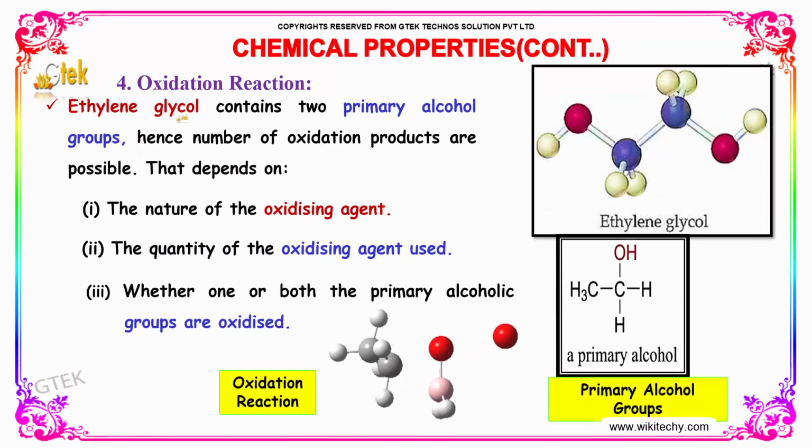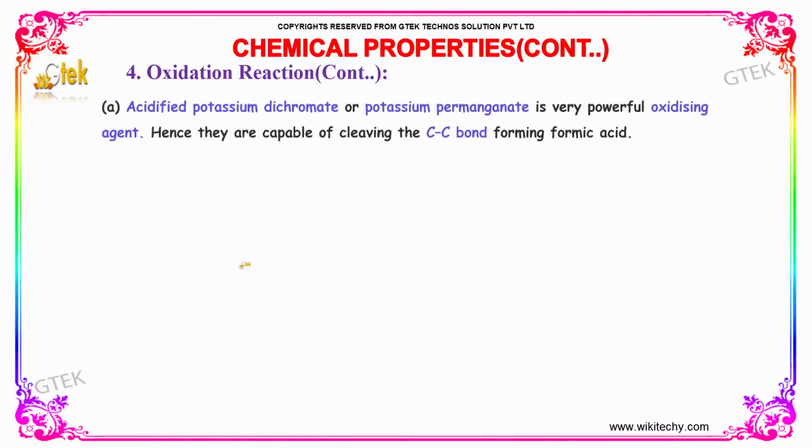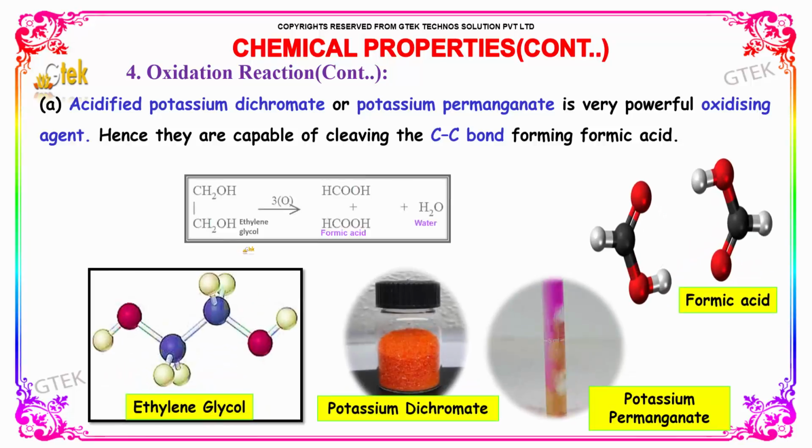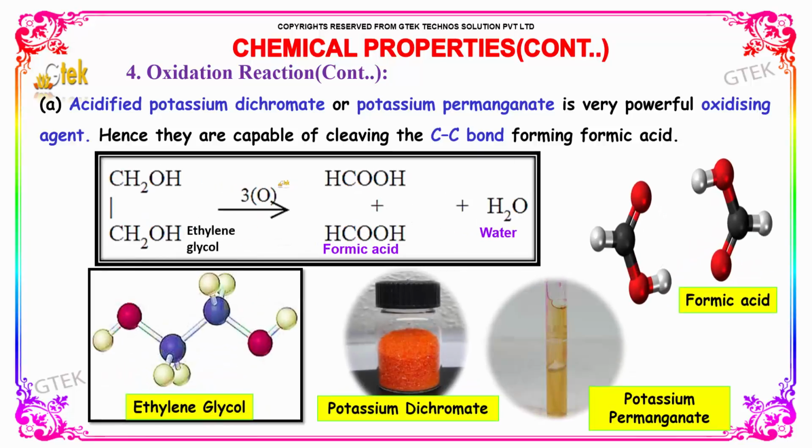Ethylene glycol contains two primary alcohol groups. Hence, a number of oxidation products are possible. That solely depends on the nature of the oxidizing agent, and the quantity of the oxidizing agent used, whether one or both of the primary alcoholic groups are oxidized. Acidified potassium dichromate or potassium permanganate is a very powerful oxidizing agent. Hence, they are very much capable of cleaving the C-C single bond, forming formic acid.